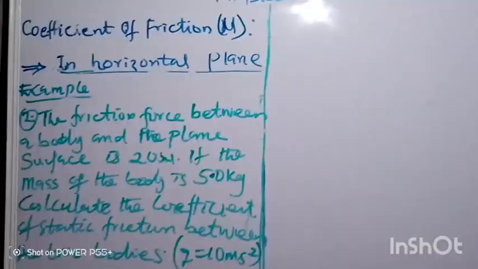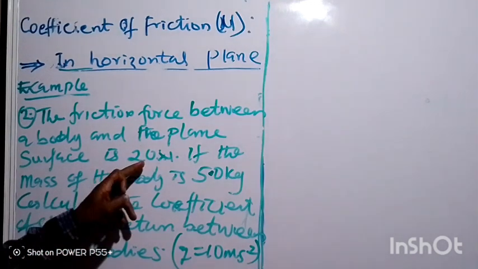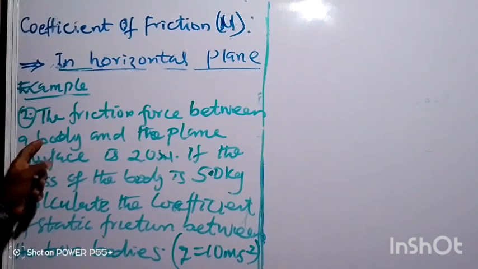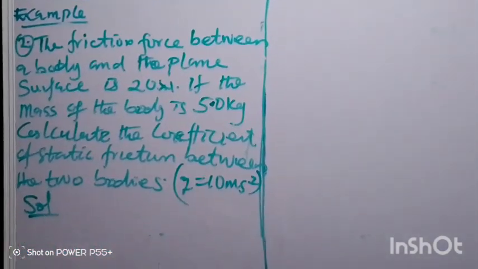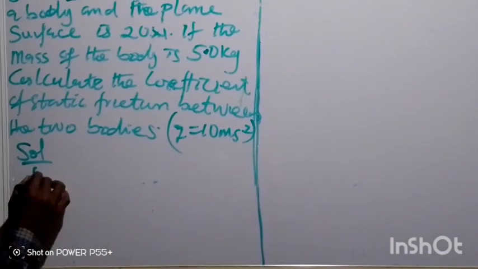Let's take this one as example 2. The frictional force between a body and the plane surface is 20 Newton. If the mass of the body is 5.0 kg, calculate the coefficient of static friction between the two bodies, that is, between the body and the plane surface. Now, let's solve this one. Solution. Let's list out the parameters given in the question. Friction force, Fr, is given as 20 Newton.